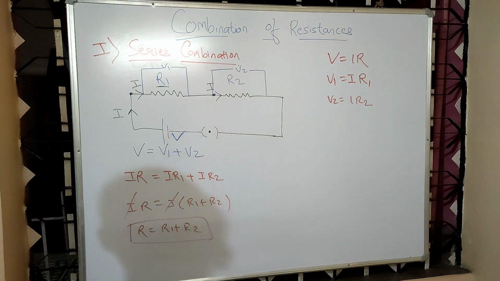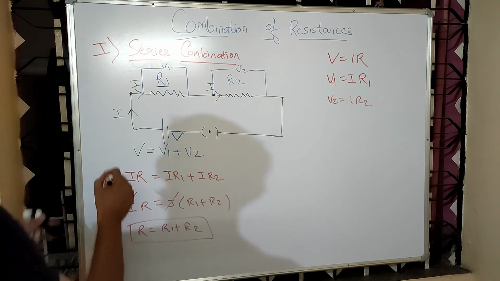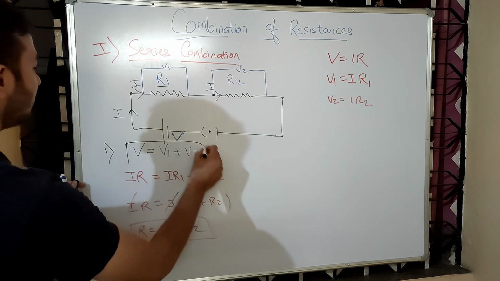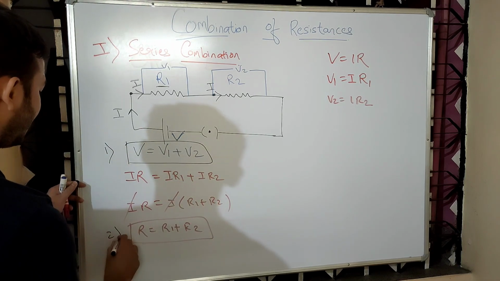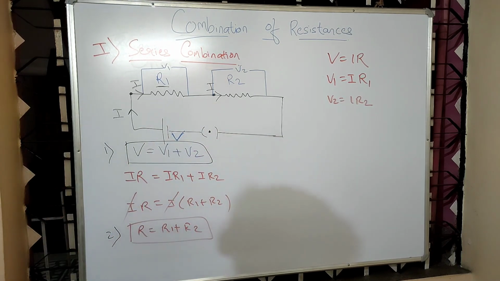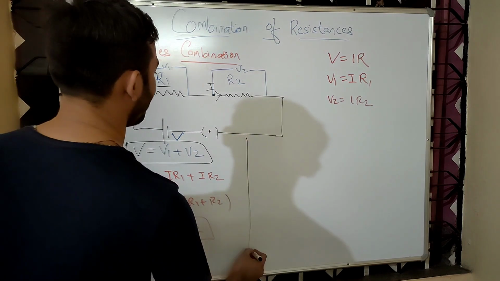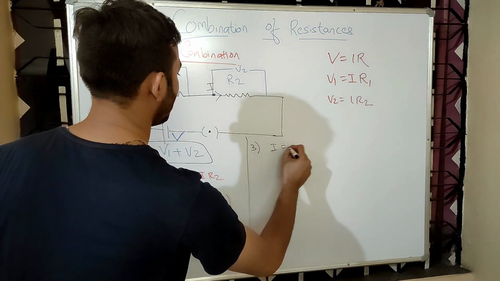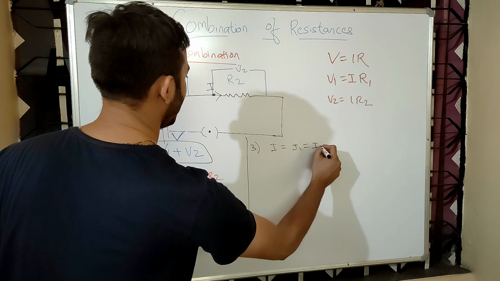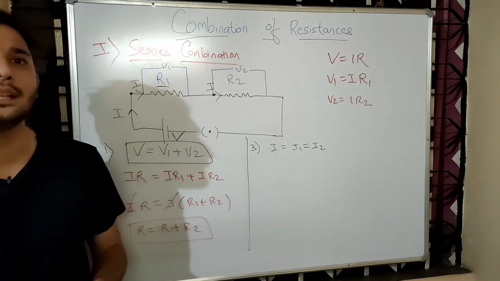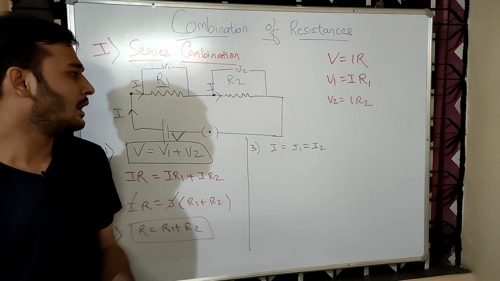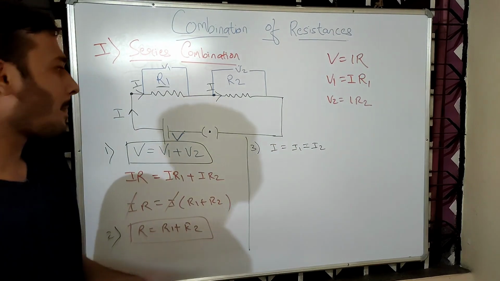So three things we have seen in Ohm's law. First thing, V is V1 plus V2. Second, R is R1 plus R2 and I remains the same. I is equal to I1 equal to I2. But what is the value of this current? So keep this in mind.